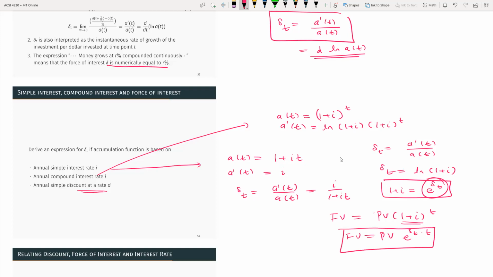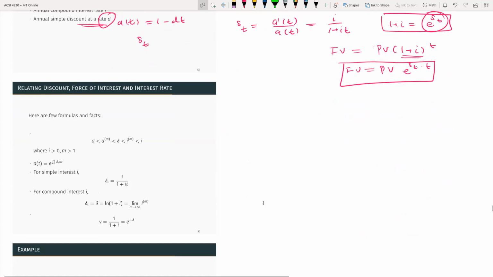Then the simple discount rate d. Again, you can write the formula for A(t) using simple rate d. It's 1 minus dt. You can derive the formula for delta t using this formula.